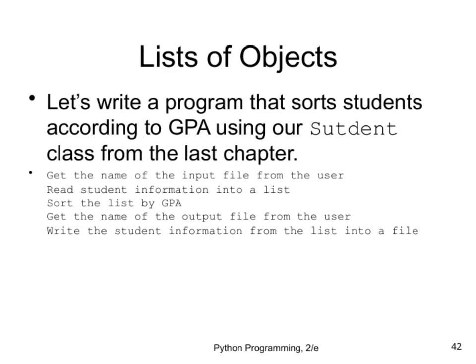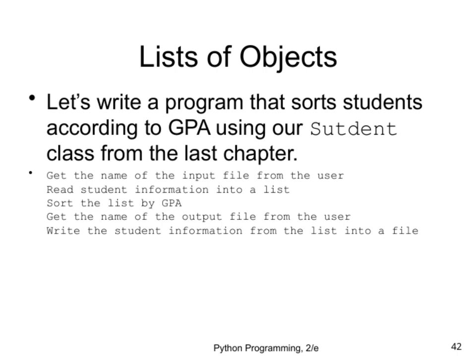All right, let's walk through how we can write a program to sort students based on their GPA, using the student class we discussed in the last chapter. First, we'll get the name of the input file from the user. This allows us to read student information dynamically, no hard coding needed. Once we have that, we'll read all the student data into a list of student objects. This makes it easy to manipulate and sort the data later on.